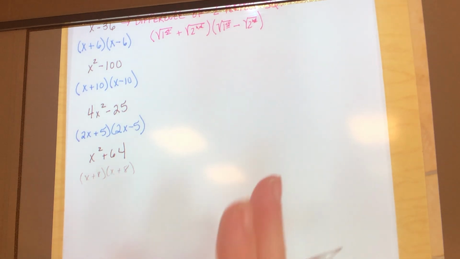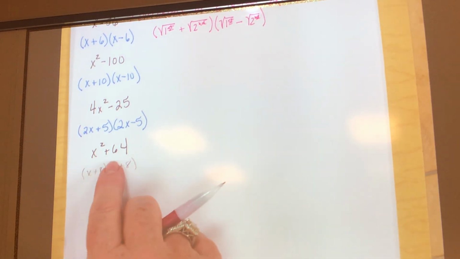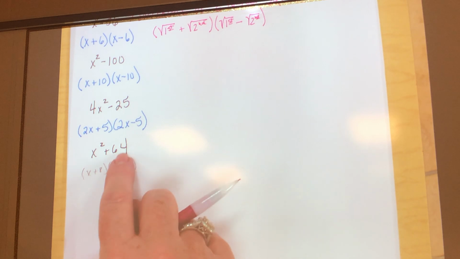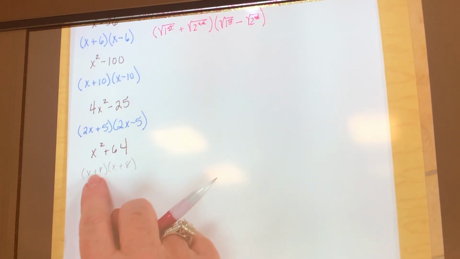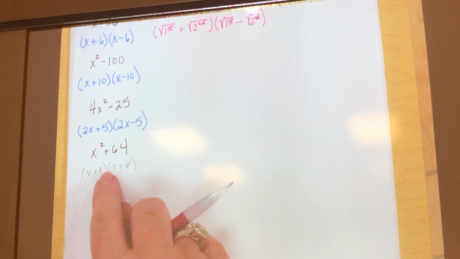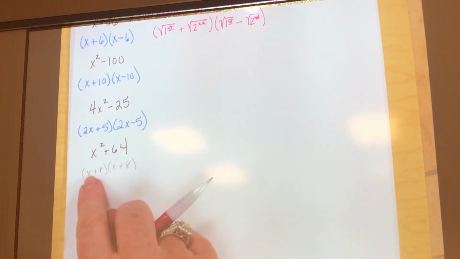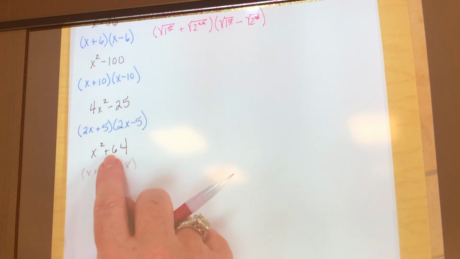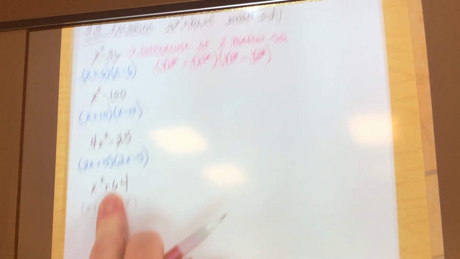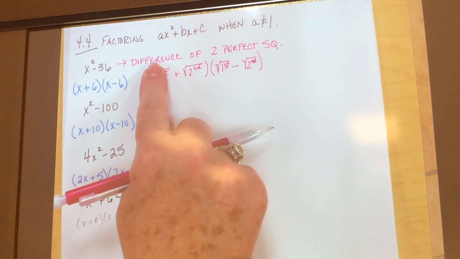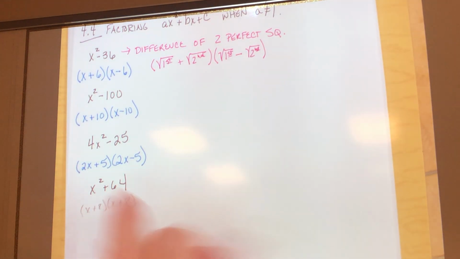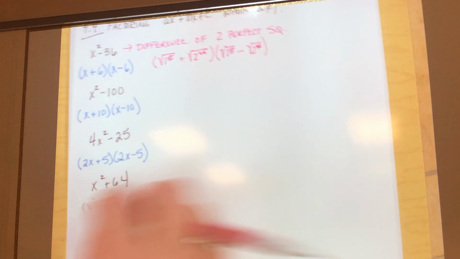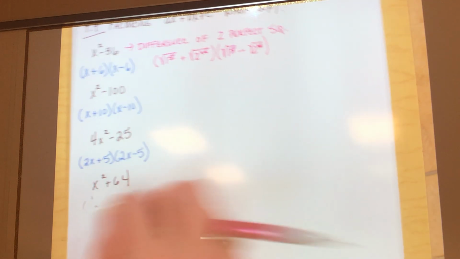Oh, okay, so this one's a problem, right? So, yes, positive 8 times positive 8 will give me a 64, but what about your inners and your outers? Are they gonna cancel out? No, you got a plus 8x and a plus 8x. That's 16x. There is no 16x here, okay? What is the name of this? Difference of two perfect squares. Is that a difference? Y'all, this is not possible. It doesn't factor.